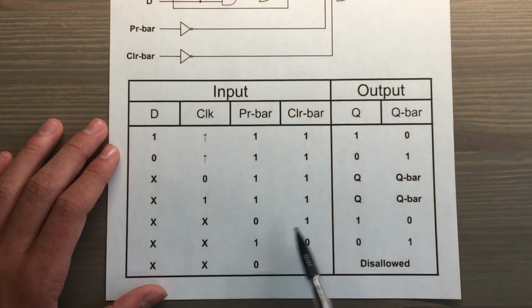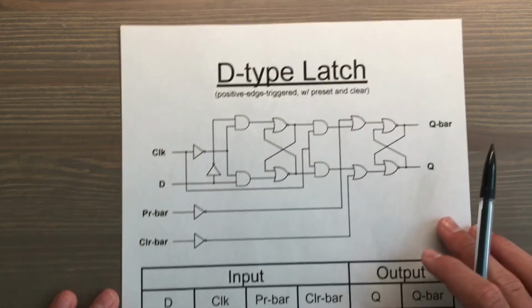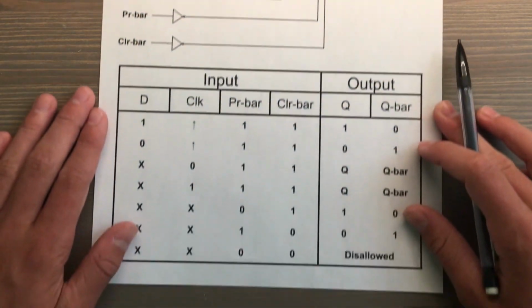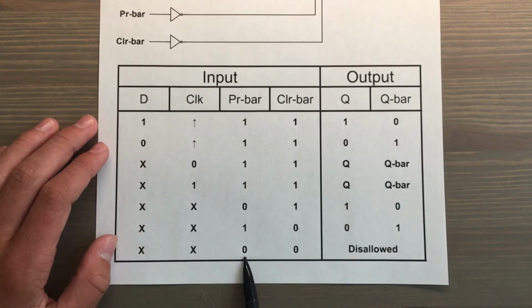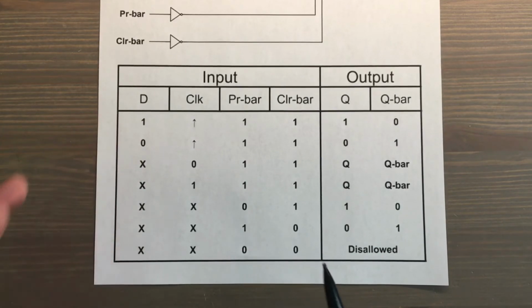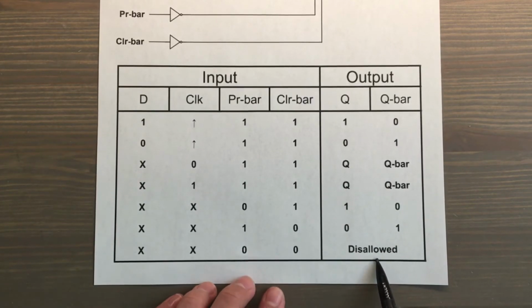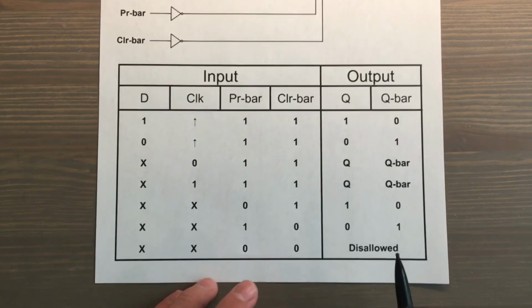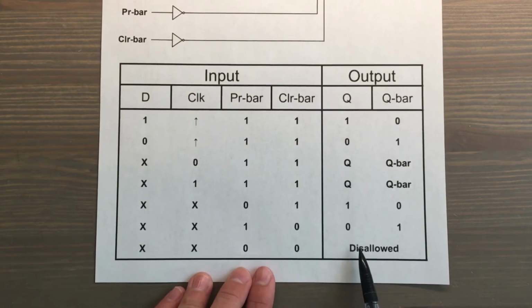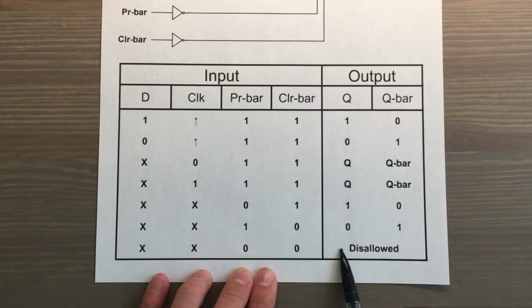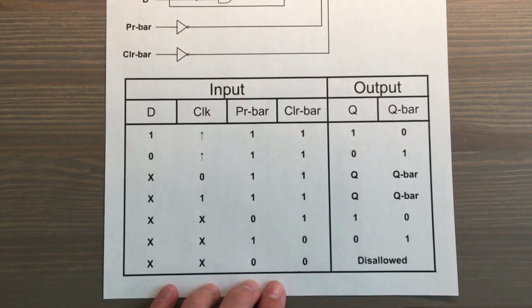So these can be used to set the D latch before we start using it. And finally, you can see if we have both of these 0, so both the preset and clear active, that is a disallowed state, just because that would make the Q and Q bar both 0, which doesn't make much sense.